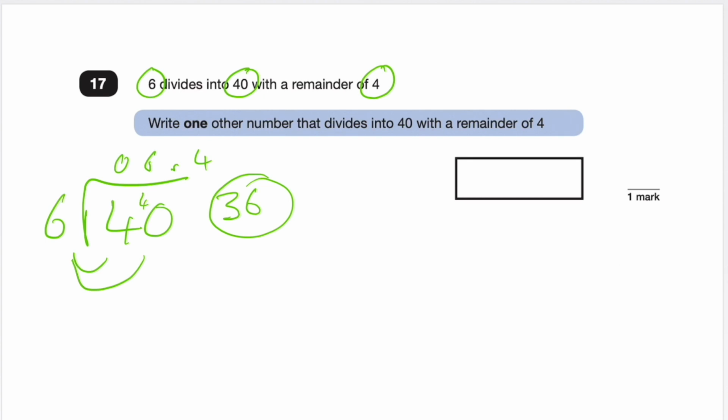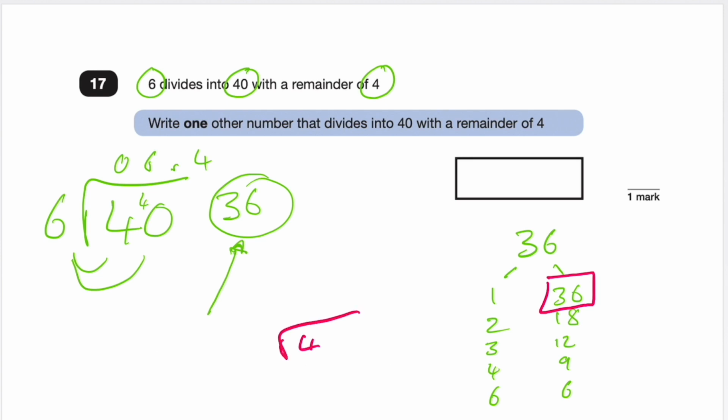Now you're really going to need to know your multiplication tables here to help you, because actually therefore what we're looking for is another number that is a factor of 36. So let's do our factors of 36. We have 1 and 36, 2 and 18, 3 and 12, 4 and 9, and 6 and 6. Now if I look at these factors, I might be able to find some options. Let's start by looking at this 36. Well, if I try and divide 40 by 36, I'm going to get 1 remainder 4.